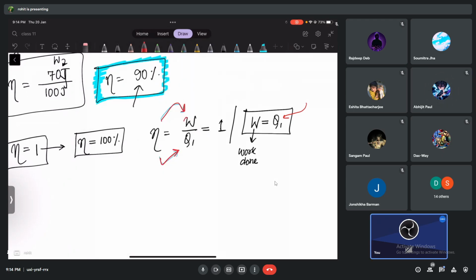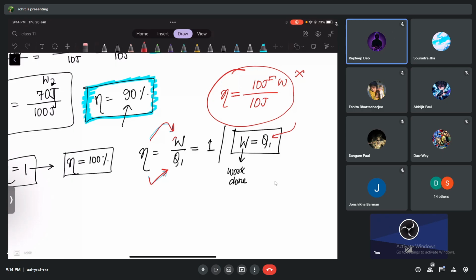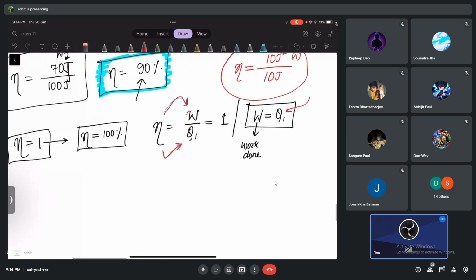Efficiency equal to 1 means you have gained 10 joules and all the 10 joules should be converted into work. But is this possible or not possible? Not possible. Why is it not possible? Because for the efficiency to be 1, W must be equal to Q.